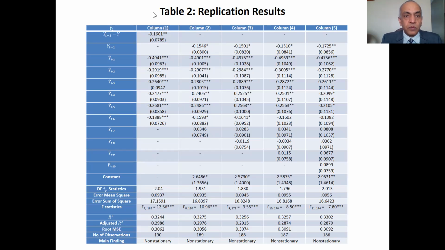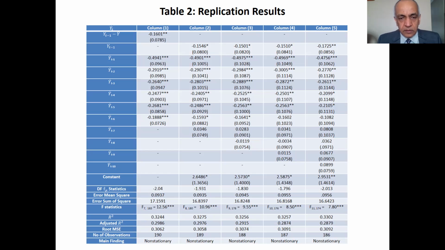And we also report these results. We get exactly the same results as Dickey Fuller did, and these are the additional regression results. And importantly, the findings are reported here. Main findings: the series is non-stationary. So all these results indicate that the series is non-stationary.